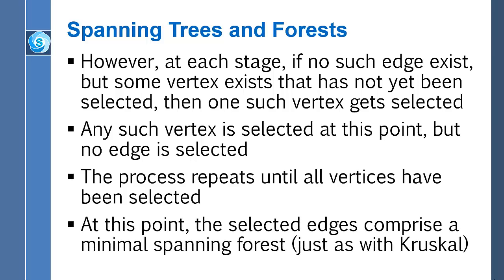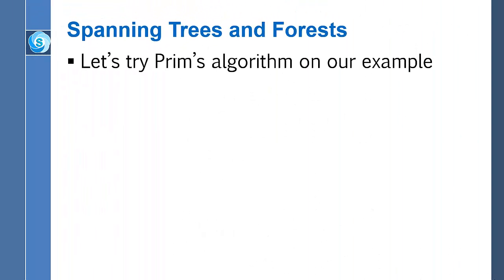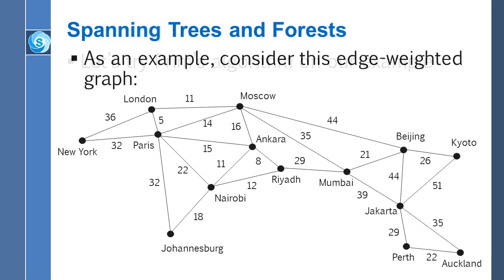At that point, it's guaranteed that what we grew is not only a spanning forest, but in fact a minimal spanning forest. Let's try Prim's algorithm out on the example we had of cities earlier. So for no particular reason, I'm going to start with the vertex Mumbai. And this means that I'm going to begin with the subgraph that consists only of that vertex and no edges.